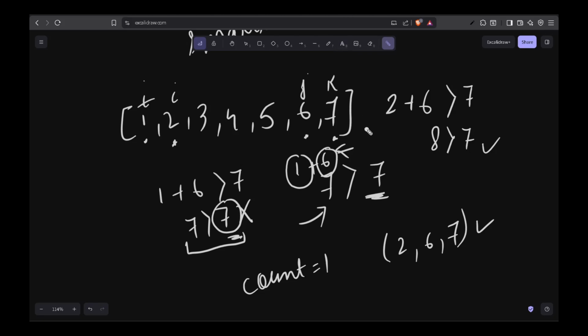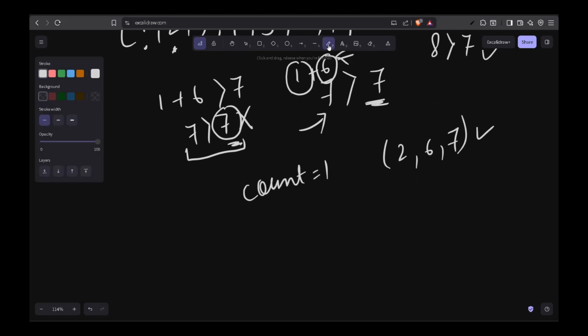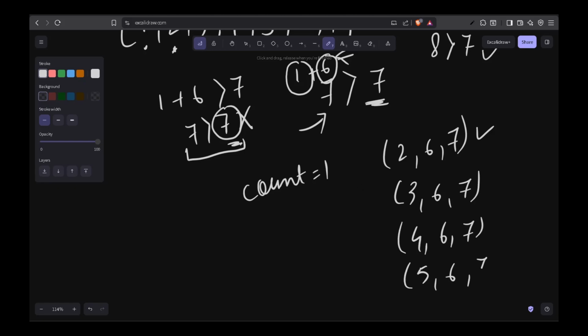That means the different combinations would look something like this: 2, 6, 7 is a valid combination. The next combination will be 3, 6 and 7, then 4, 6 and 7, and then 5, 6 and 7. We cannot reuse, so it cannot be 6, 6, 7. But these are all the valid combinations, right? So how many are those?